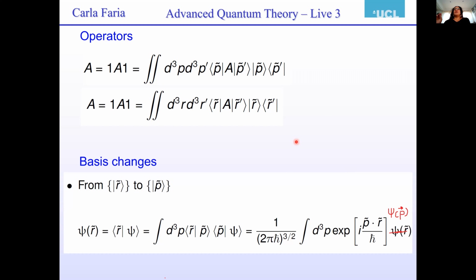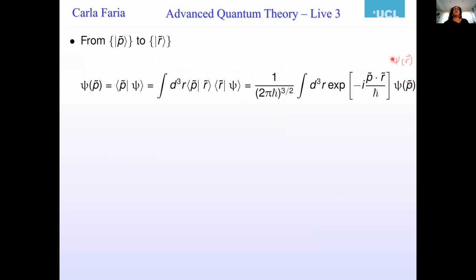So if you want to go also from basis changes from R to P, what you can do is if you have psi R, which is R psi, you insert here a closure relation in P, you use some properties and you can change it, and you do the other way around. If you want to go from P to R, you have psi P, you know what it is, and you insert a closure relation here in R, and you can actually change that.